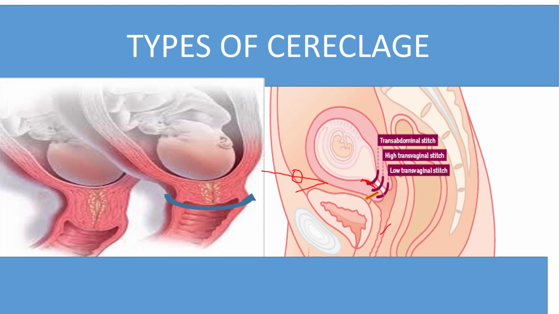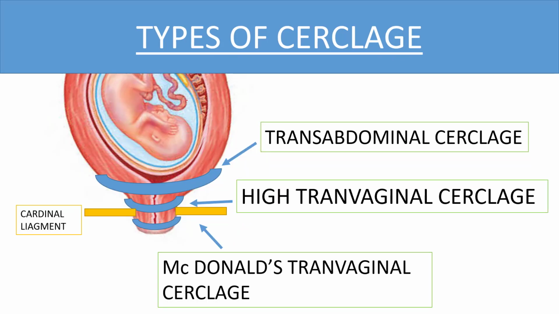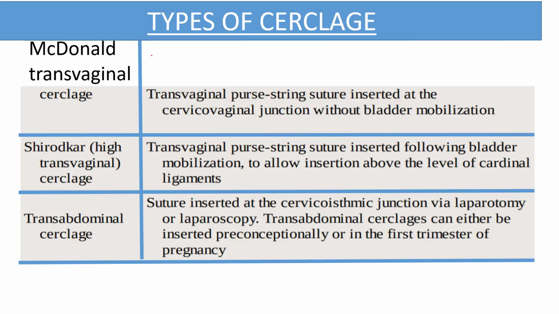And the third cerclage is the low transvaginal cerclage, which is called McDonald's cerclage. It is most commonly used. It is below the cardinal ligaments and no mobilization of bladder is involved. So once again, the types of cerclage: it can be transabdominal cerclage, it can be high transvaginal cerclage, it can be low transvaginal cerclage, which is also called McDonald's transvaginal cerclage. So I have taken this from the 10 teachers. Just remember the location. McDonald's transvaginal cerclage is placed at the cervico-vaginal junction without bladder mobilization.